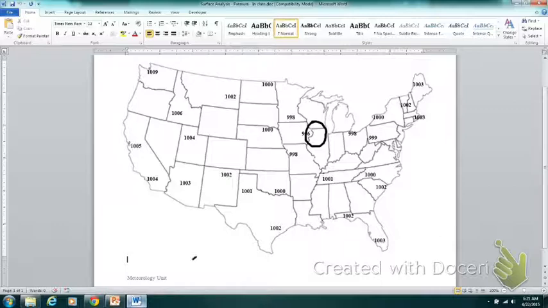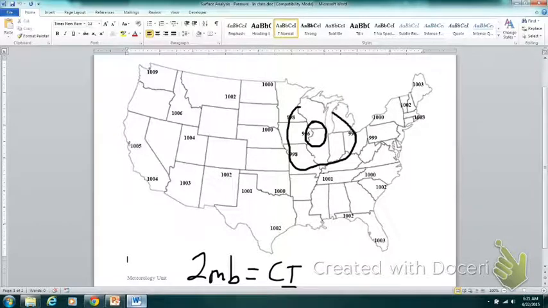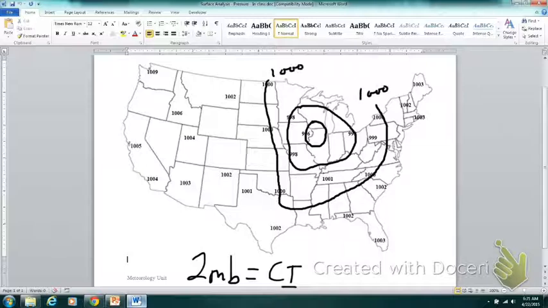I'm going to use a 2 millibar contour interval and go up from there. 998 is next. Watch what I do here. 998 will look something like that. Okay. Next is 1,000. 1,000 will look something like this. Go to the right of the 999. And I always like to label my lines like this, just so I can keep track and keep myself organized.